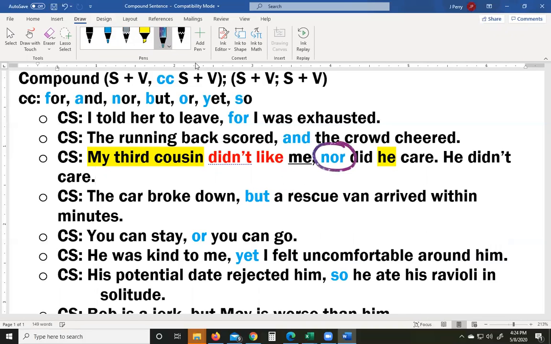nor is functioning as a negator. So any verbs that follow nor are going to have a couple of things happen to them. They're going to be inverted, and they're going to be negated. So he didn't care, he did not care. So any verb that's here is going to be the opposite of what we have.